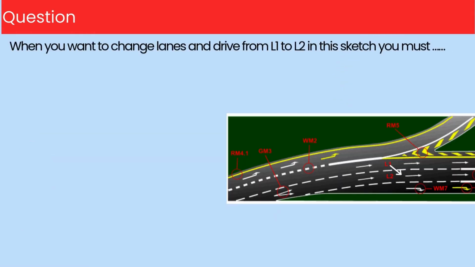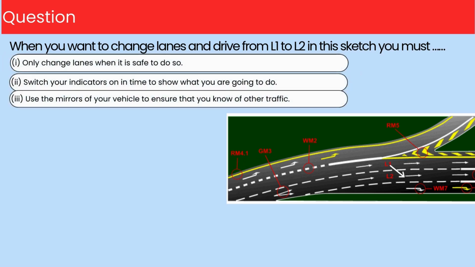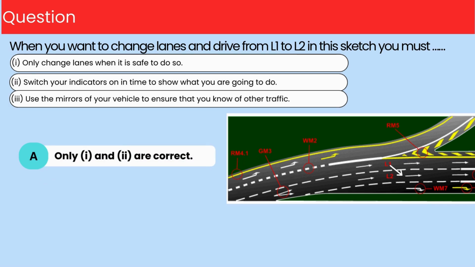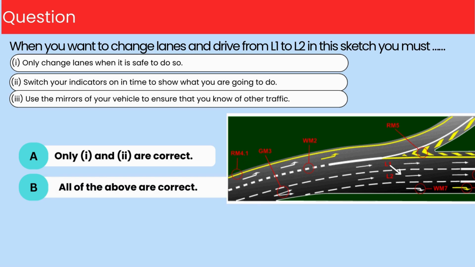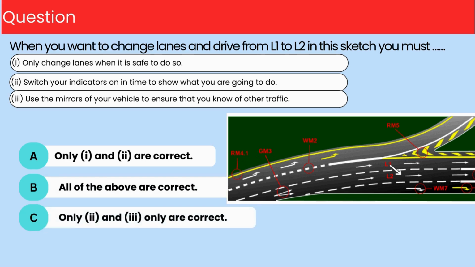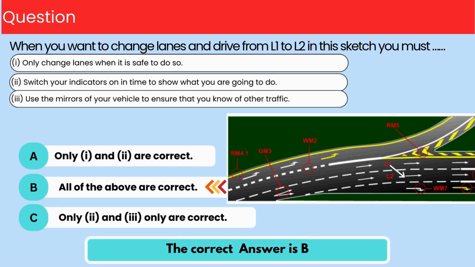Question. When you want to change lanes and drive from L1 to L2 in this sketch, you must 1. Only change lanes when it is safe to do so. 2. Switch your indicators on in time to show what you are going to do. 3. Use the mirrors of your vehicle to ensure that you know of other traffic. Choose the correct combination. A. Only 1 and 2 are correct. B. All of the above are correct. C. Only 2 and 3 are correct. The correct answer is B.